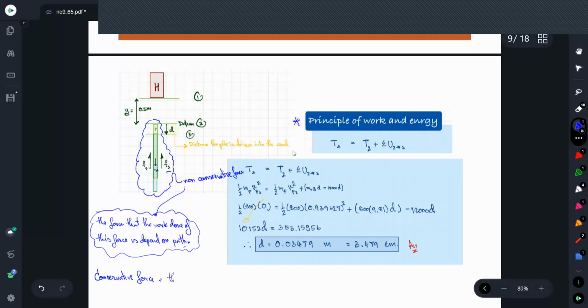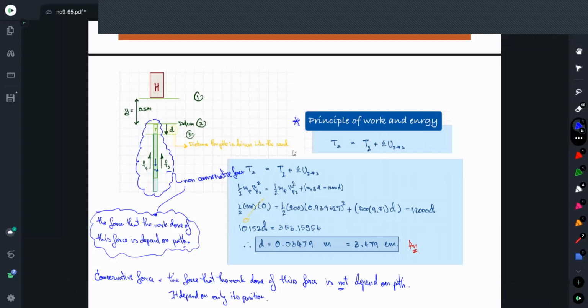And in the opposite way, the conservative force is what? A conservative force is the force that the work done of this force does not depend on path. It depends only on its position. The work done depends on position only.